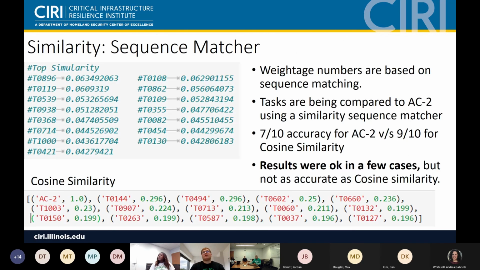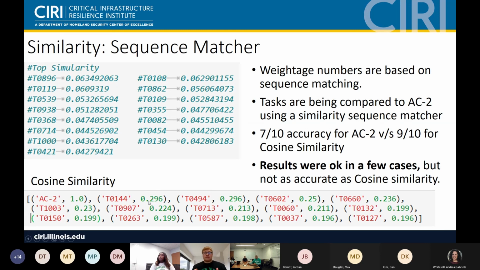Okay, so next we tried running a similarity sequence matcher on our data. I worked with tests and the AC2 control here. You can see down at the bottom, it shows my top 15 results printed off. It shows AC2 as 1 because it's being compared to itself, and then for each task after that, the second number is showing how similar it is to that AC2 control. These are based on the sequence matching.